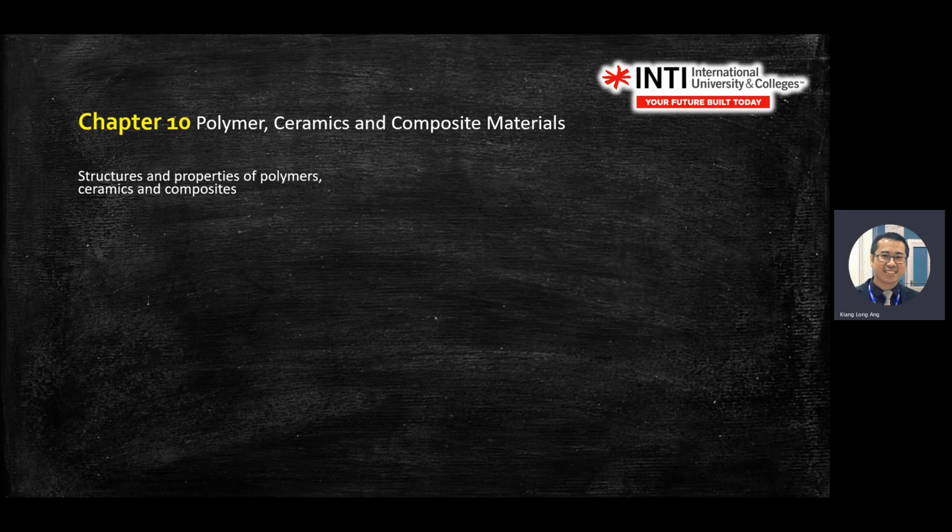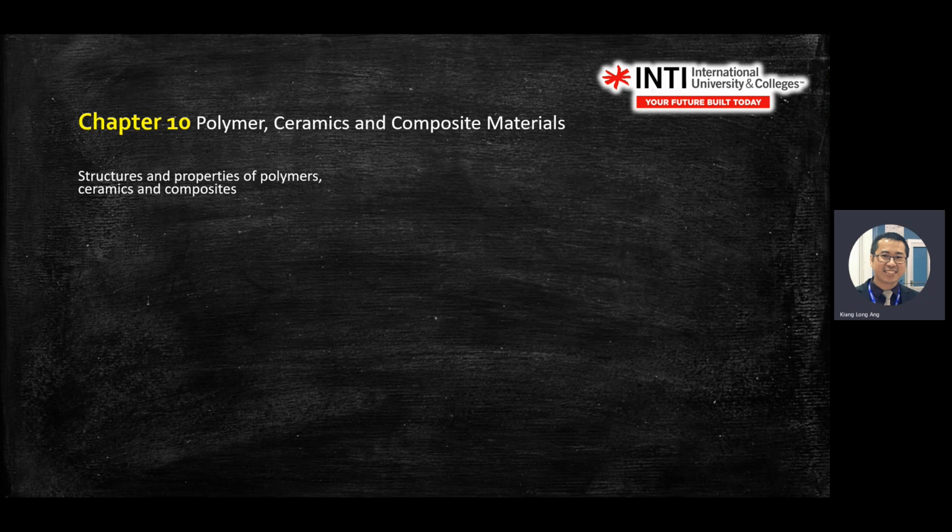Chapter 10 is a long chapter and also is the last two chapters that appear in your final exam. You've got 5 questions. Questions 1, 2, 3 are compulsory. Then for questions 4 and 5 you choose one. So they are either polymer, ceramic, or composite chapter. So we will now look at polymer.